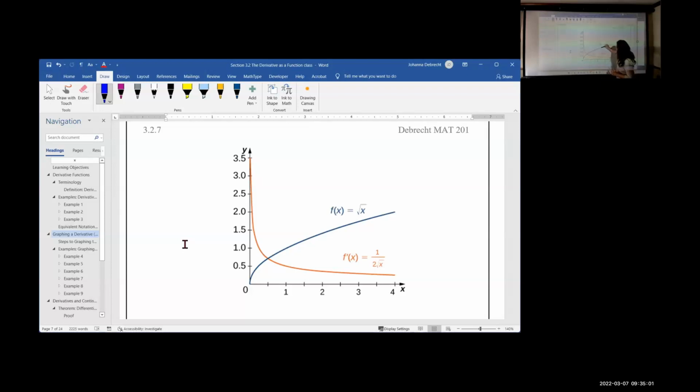Now move your line over a little bit. This is a little bit steeper, not much, but just a little bit. So this is a little bit higher, still less than 1.